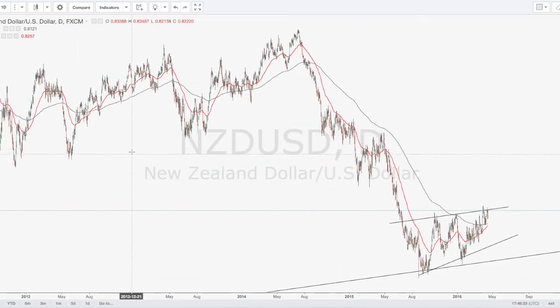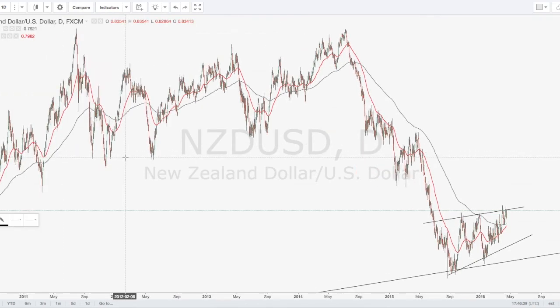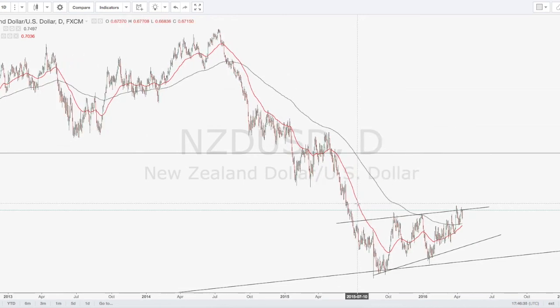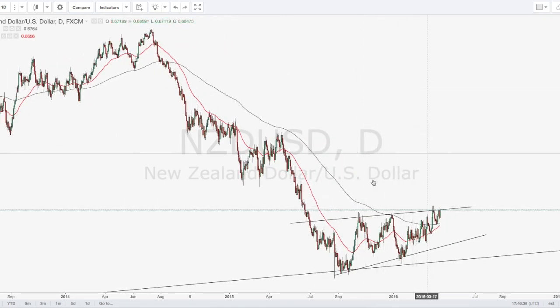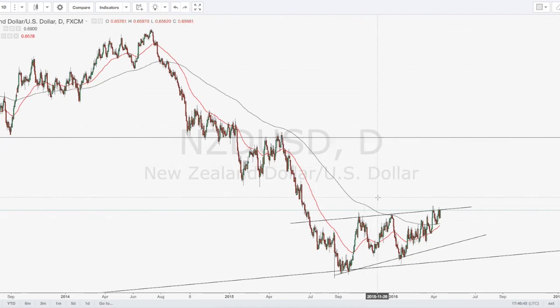initial targets will probably be somewhere around this level. As you can see, there's a key level that's been support in the past and now turned resistance around this level, which we could use as an initial target. As you can see, potentially more. So from this, we'd be looking at a breakout above this channel. We want these two to cross, and then we're looking for long positions upwards towards this resistance level.